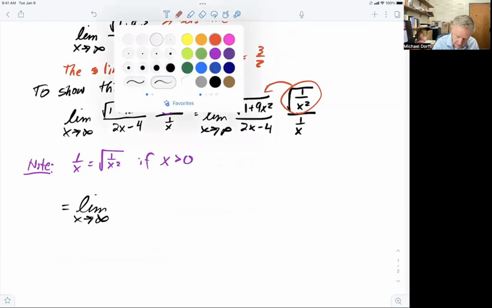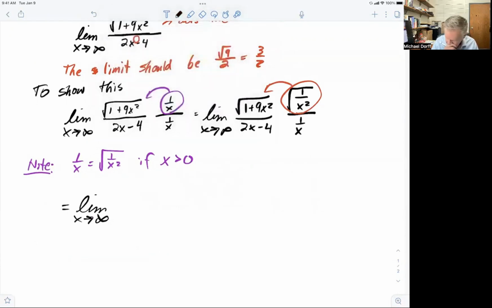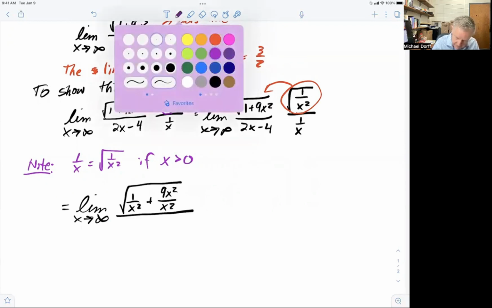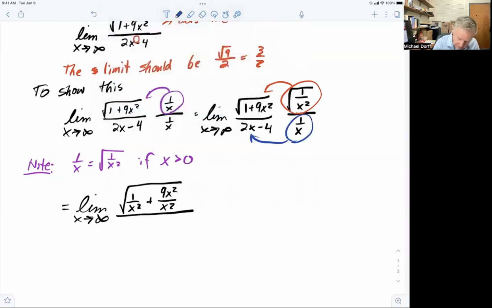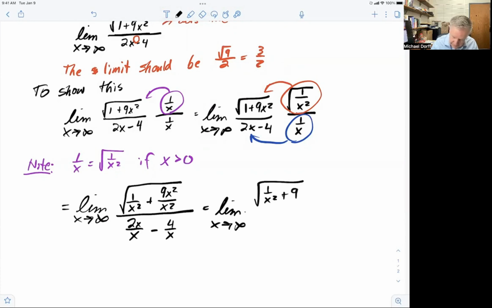On the top, when I do that, I'm going to have here, when I multiply the 1 over x squared under the square root by 1, I'm going to get 1 over x squared. And when I'm going to multiply by 9, I get 9x squared over x squared. So that's under the square root. And in the denominator, when I bring that in, I use a different color here, I'm going to get 2x over x minus 4 over x. So now when I simplify that, again I have 1 over x squared plus 9 under the square root in the top. In the bottom I have 2 minus 4 over x.